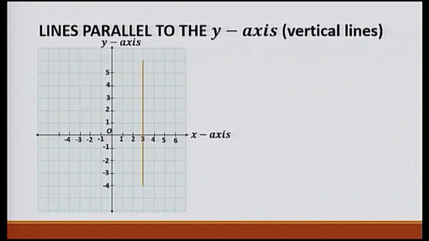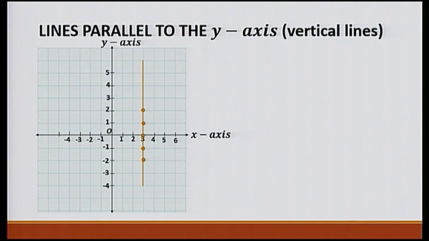Let's start with lines parallel to the y-axis, that is, vertical lines. Consider this graph. Look at the line. This vertical line is parallel to the y-axis. Let's look for some coordinates of points on the line. We have (3, 0), (3, 1), (3, 2), (3, -1), (3, -2).